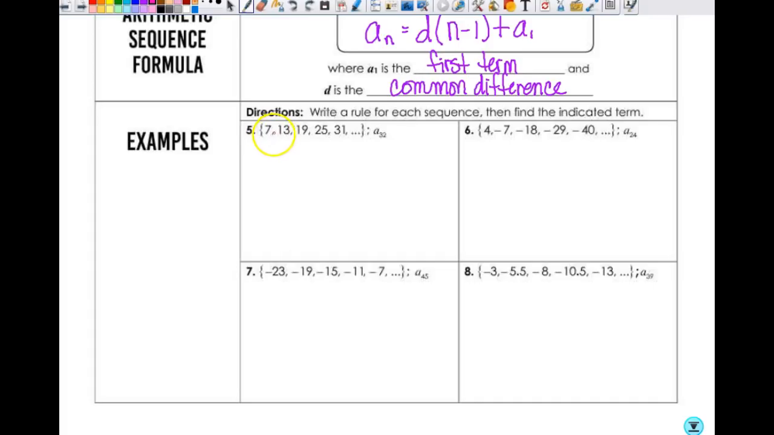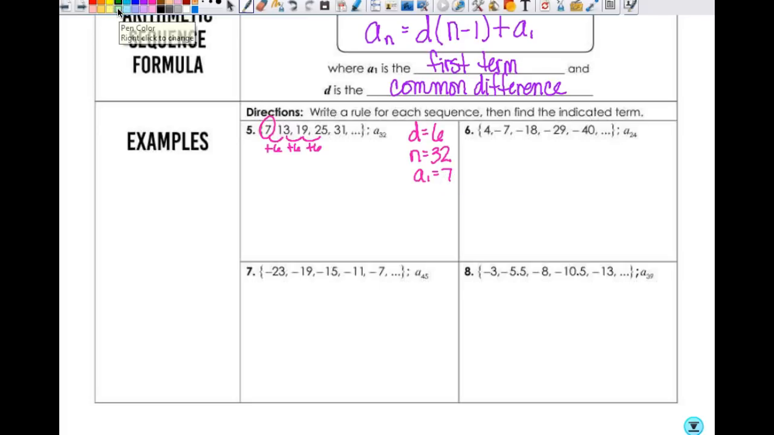So if you look at this, I'd be adding how much each time? It'd be plus 6, plus 6, plus 6. So that common difference is 6, right? And if I want the 32nd term, if I can't write a rule for it, I'm going to have to write out 32 terms. I would really rather not do that. So instead I can use this. In order to do this, I have to know D, which is 6. I already figured that out. I have to know N, which is 32. And I have to know A1, which is 7.